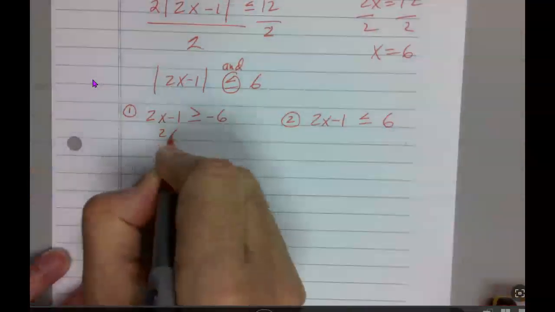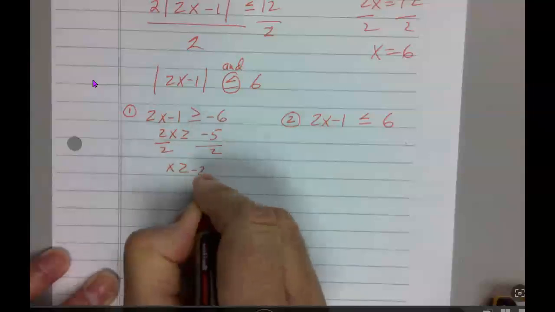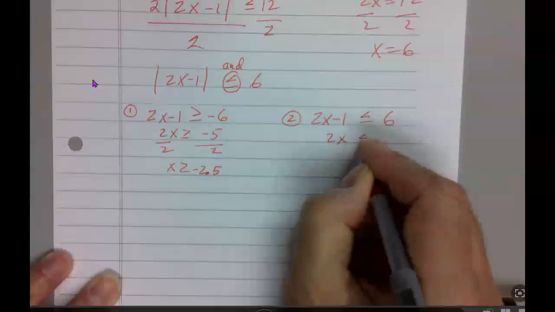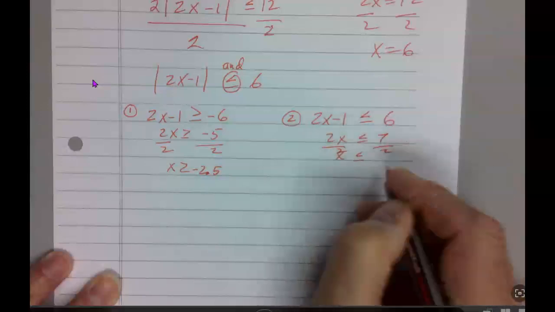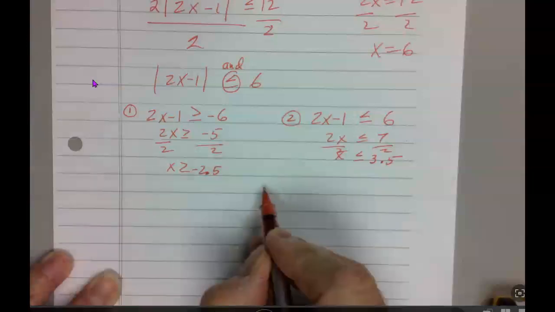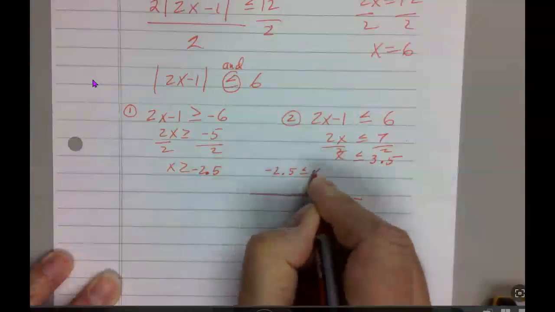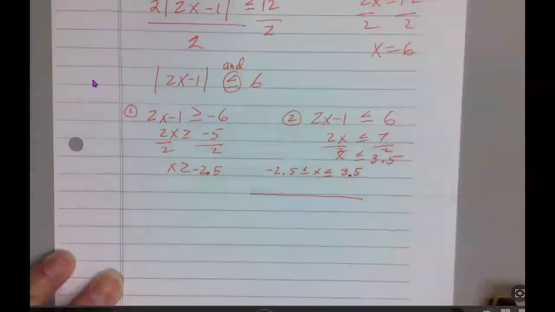Add 1, divide by 2. So x is greater than or equal to negative 2.5. You could also write negative 5 halves. Add 1, divide by 2. So it would be what? 3.5. X is less than or equal to 3.5 and greater than or equal to negative 2.5. So my inequality looks like that, doesn't it? Correct? Because this is an and problem. Agreed?